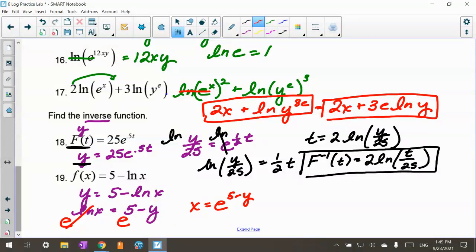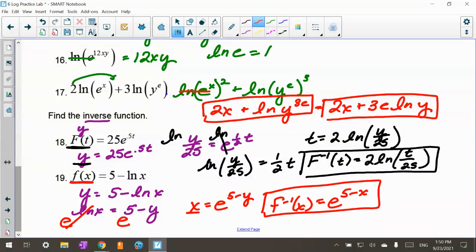If you have a log in your equation, you can't log it again. You have to do the inverse, which is base e. So basically I solve for the other variable. Now I have to write it like this. I'm going to write it as f inverse of x to replace this. And in here I have to make that y an x, so equals e to the 5 minus x. Or you can say negative x plus 5.